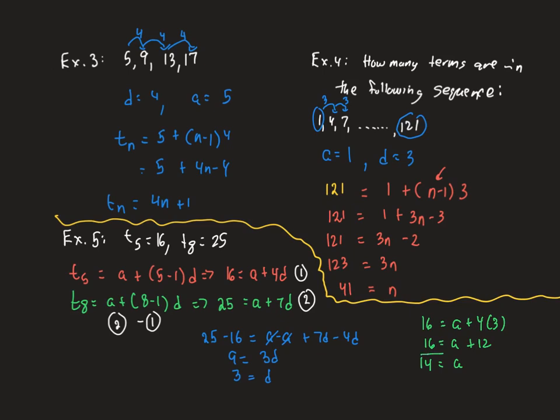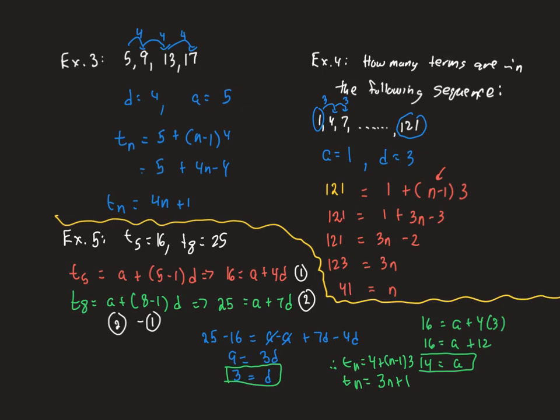Okay. So therefore your final equation would be 4 plus n minus 1 times 3, which you can simplify out into 3n plus 1. And that covers the arithmetic part.